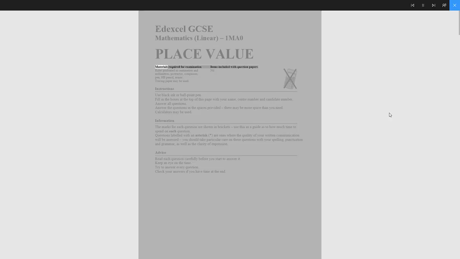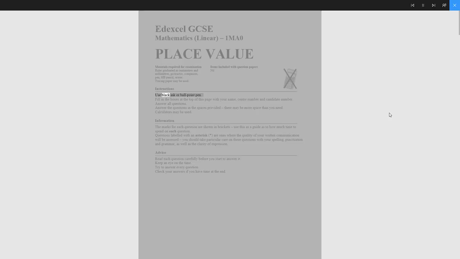Materials required for examination: items included with question papers. Ruler graduated in centimetres and millimetres, protractor, compasses, pen, HB pencil, eraser. Tracing paper may be used.